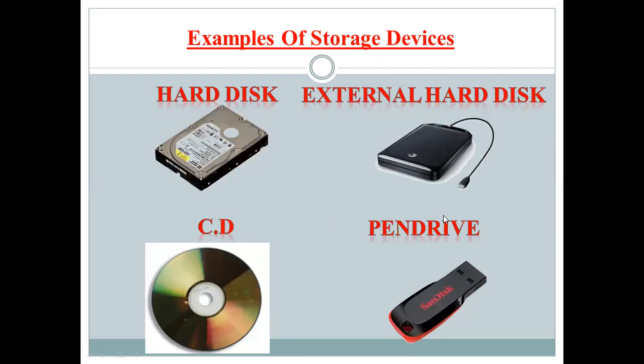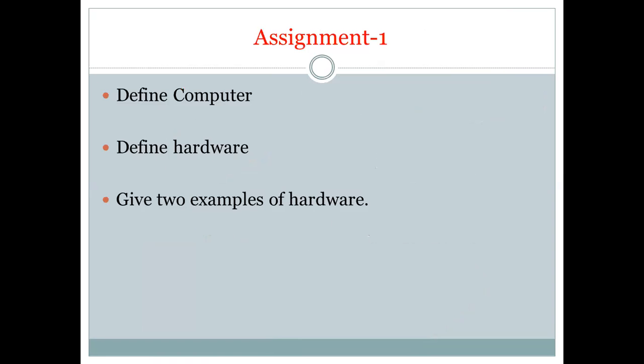Pen drive is a portable device. In this also you can store the data. You can carry this pen drive along with you in your pocket. This one is all about the assignment 1. Here you specify the definition of computer, definition of hardware, and give 2 examples of hardware.